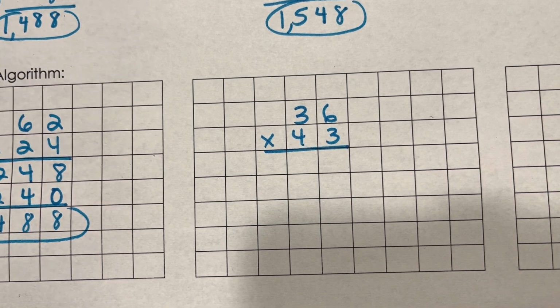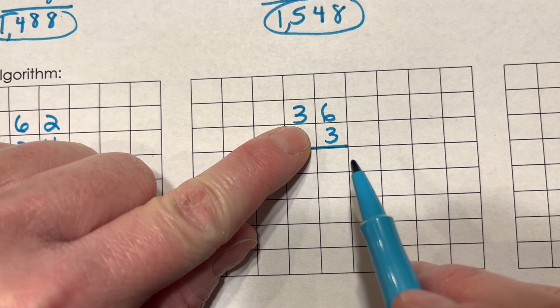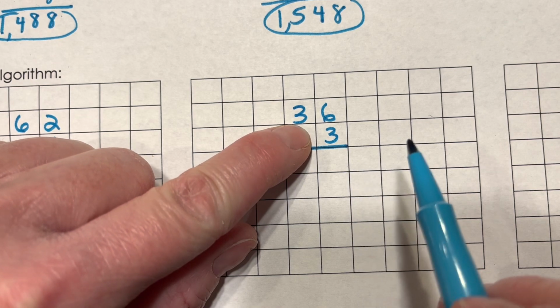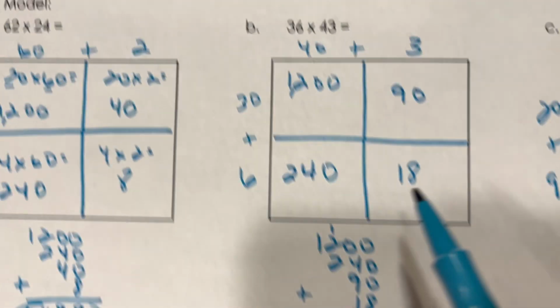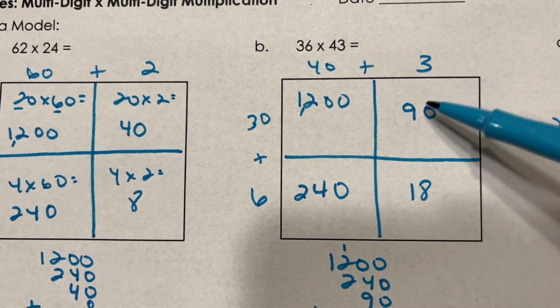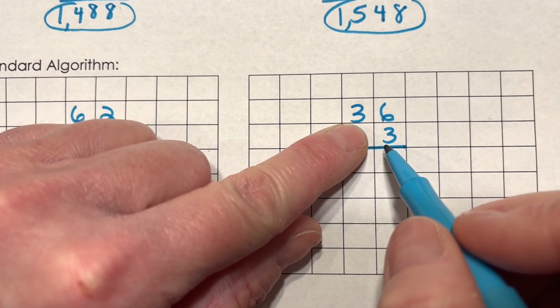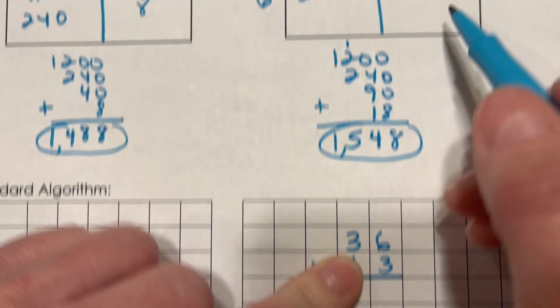Okay, now to start off, I need to do the 36 times the 3, okay? That's just like what we did the other day. And that over here looks like when we have 36 times this 3. So these are our answers this time. So when you do 6 times 3, that is 18. That's our 18 we got right there.